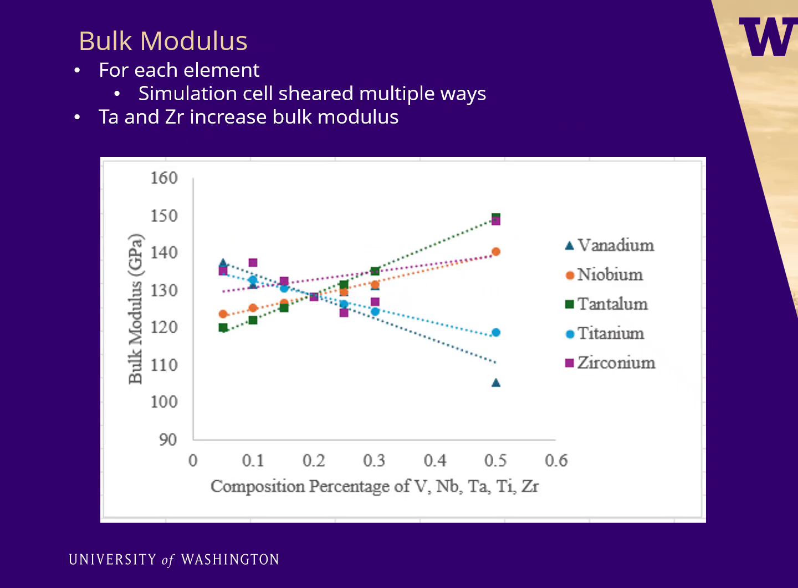Straining the unit cell in different ways with varying compositions in the simulation runs resulted in the bulk modulus being higher when tantalum and zirconium had higher concentrations. The phase stability of the alloy is stronger because the bonds in these two elements are stiffer, which explains the increase in the bulk modulus. So this means that if we want an alloy that resists compression, tantalum and zirconium should dominate the composition.